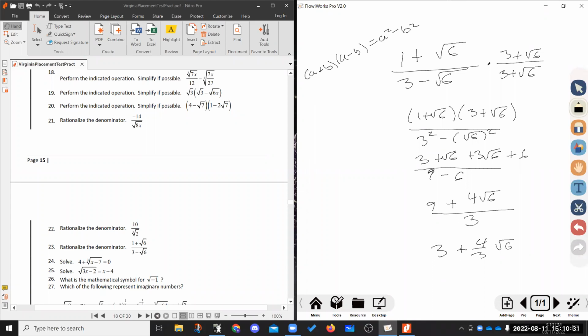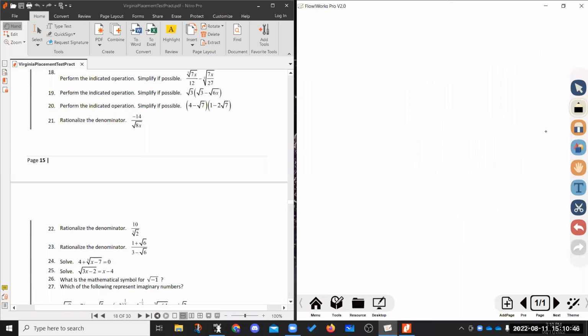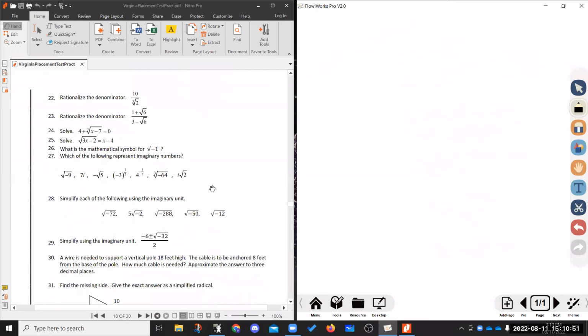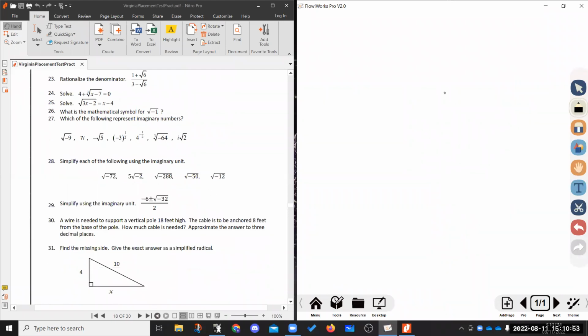If I need to see the part that is rational separate from the part that's irrational, I might want to do that. So I'm definitely going to want to do that when I get to the part where we have imaginary numbers, and I want the real part to be separated from the imaginary part.